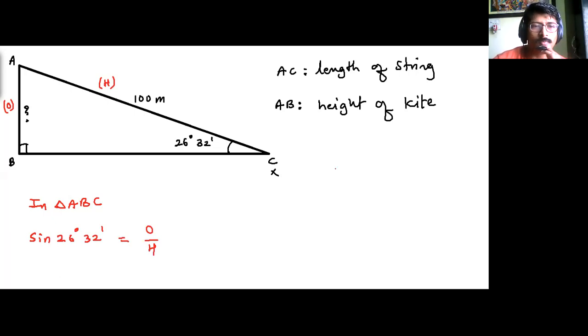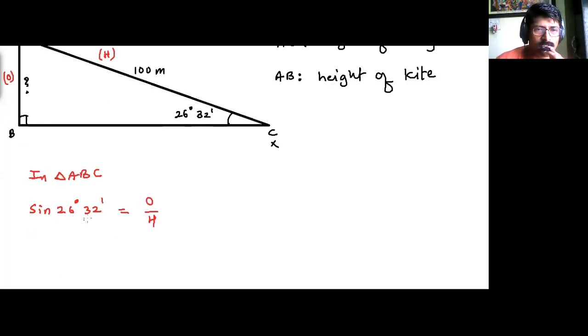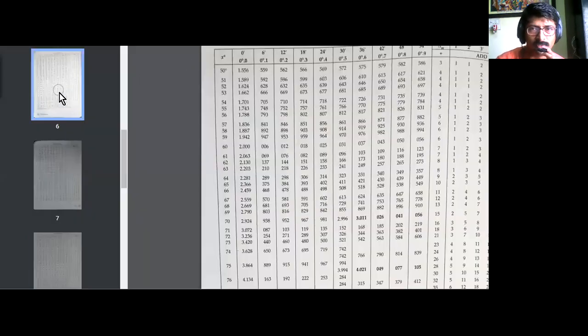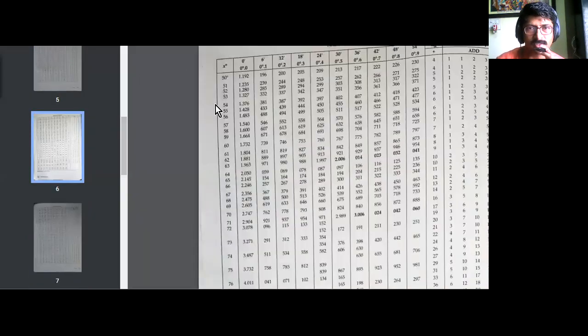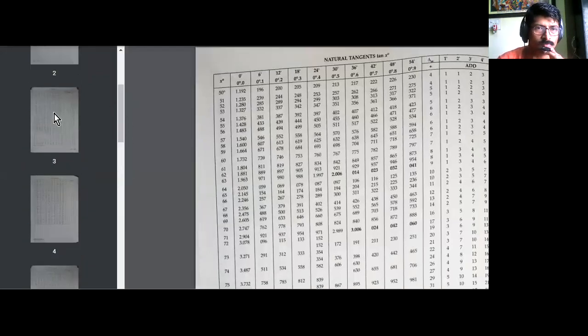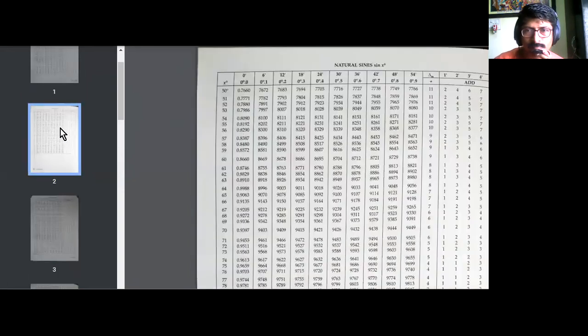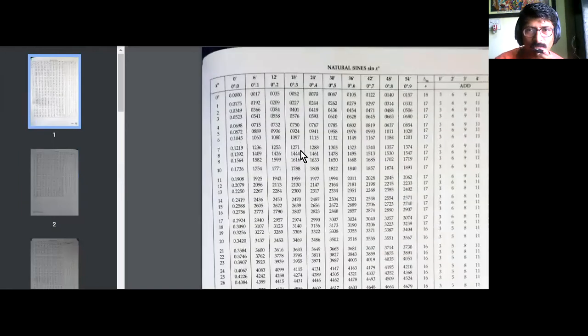Now, how will you plug the values? Sine 26 degrees and 32 minutes. Now, what is sine 26 degrees and 32 minutes? I'll just take you to this sine table. This is my sine table. Let me just check it out. One second. This is the sine table.